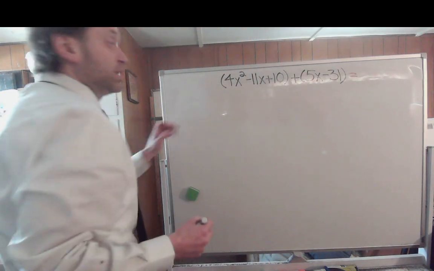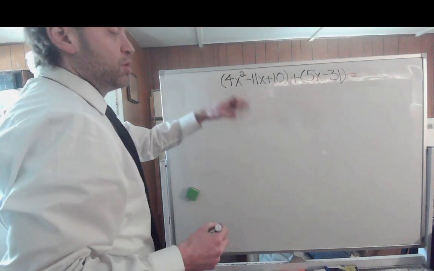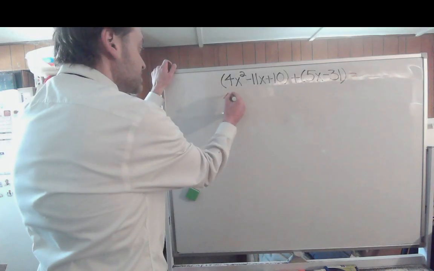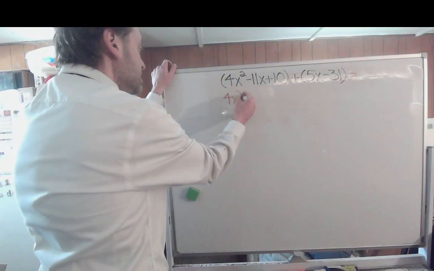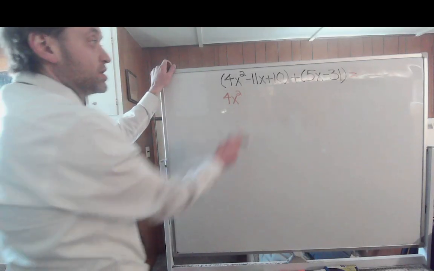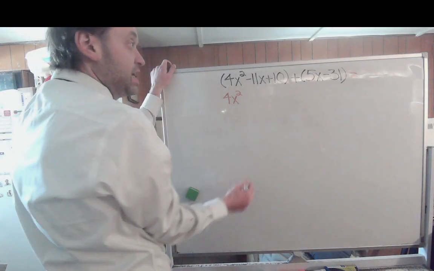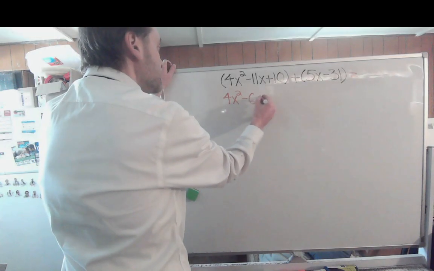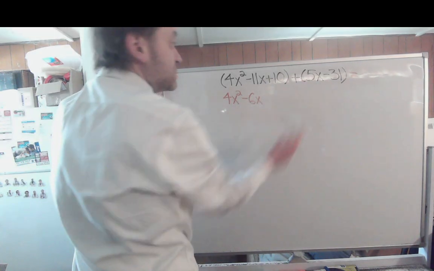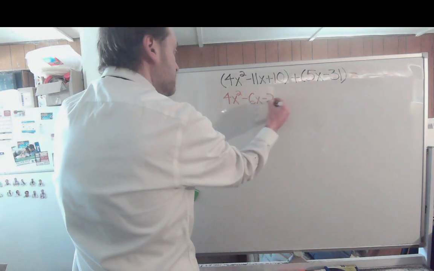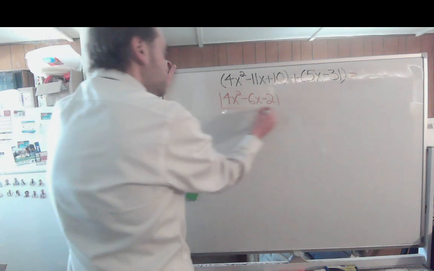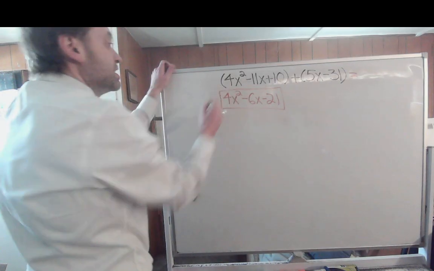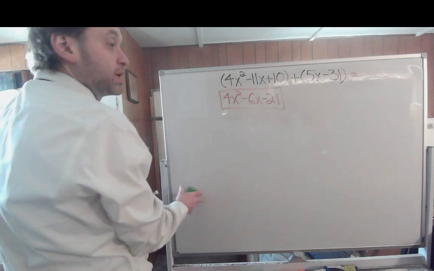So we only have one x squared term for both of them. You'll just keep your 4x squared the way it is. So you keep 4x squared, then you have negative 11x plus 5x, that'd be minus 6x then. Then you have 10 minus 31, that'd be minus 21. So what you should get is 4x to the second minus 6x minus 21 in the end.